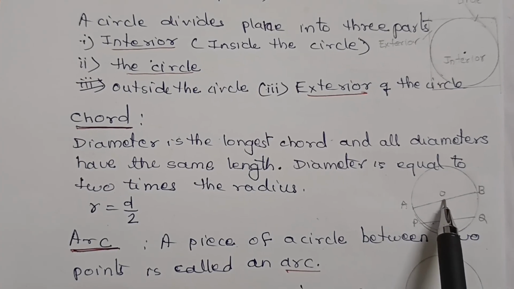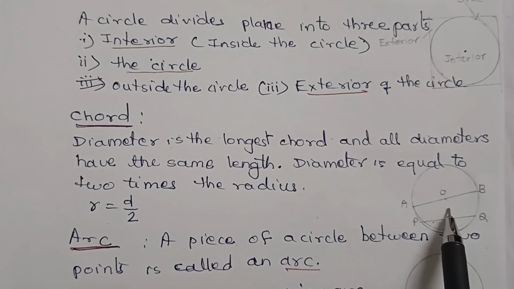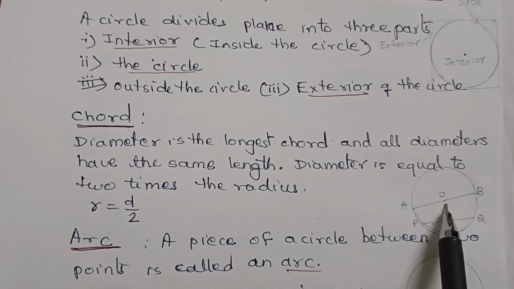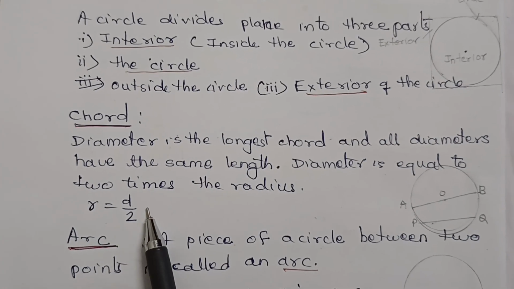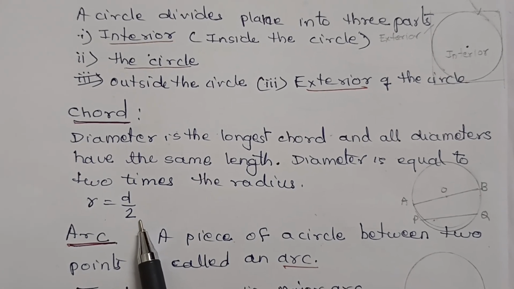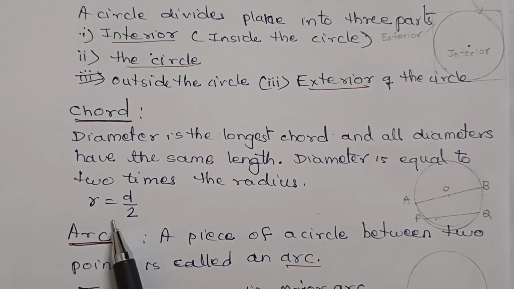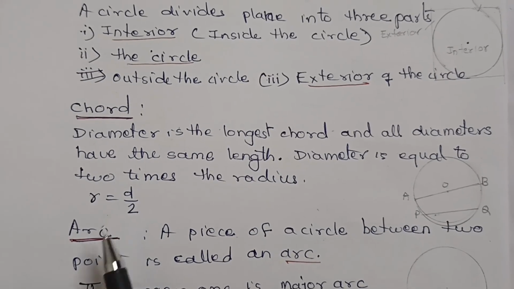Then radius is half of the diameter. 2 times radius is called a diameter. That is, radius is equal to diameter upon 2. That is, half of the diameter is a radius.